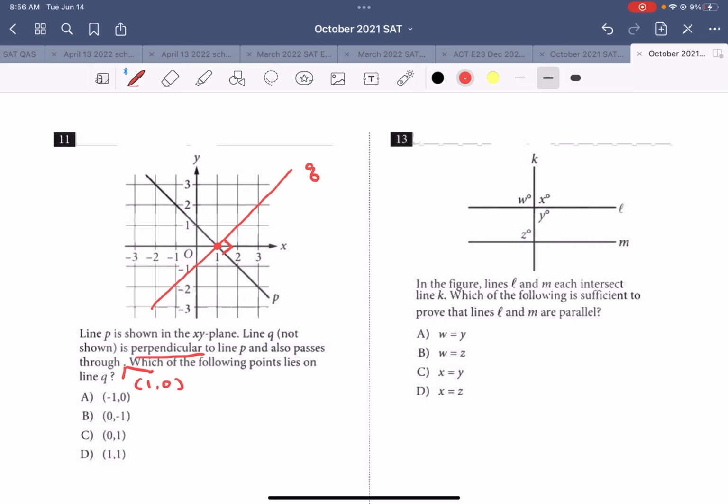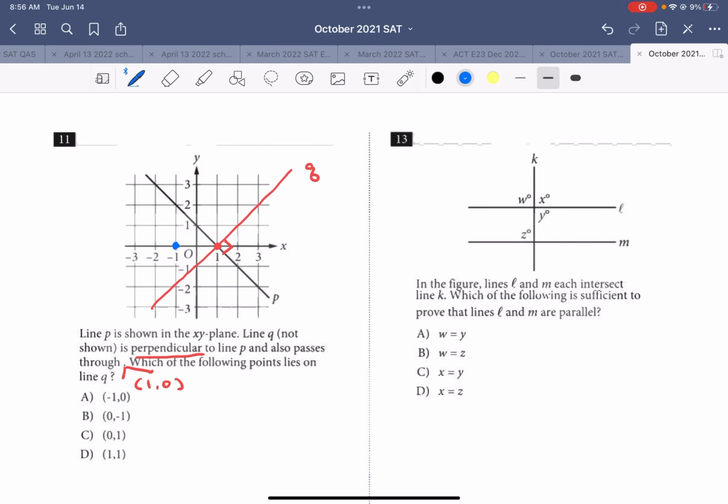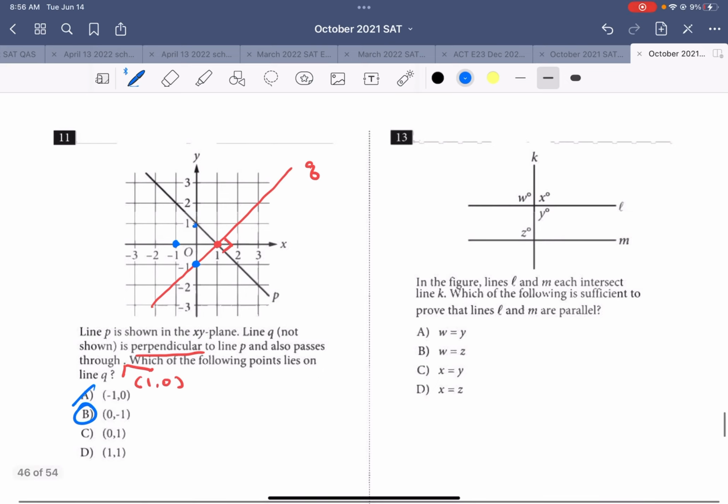Okay, you can set it up, or you can just look at the graph to save time. So negative 1,0, let's mark it. It's right here. That's definitely not. 0,-1, yes, that is a right point on q. 0,1 is right here, it's not. 1,1 is right here, it's not. So only B will be your answer.